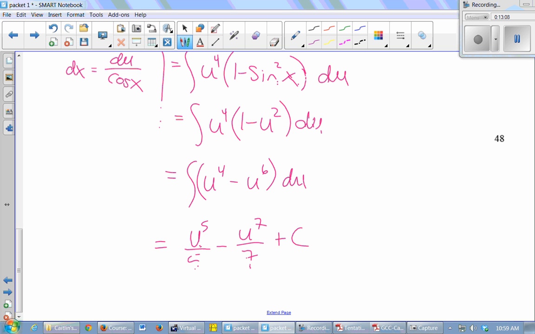And should I just circle it? Am I done? What do I have to do still? I got to put the u back in. Substitute back. So I get sine to the 5th over 5 minus sine to the 7th over 7 plus c.